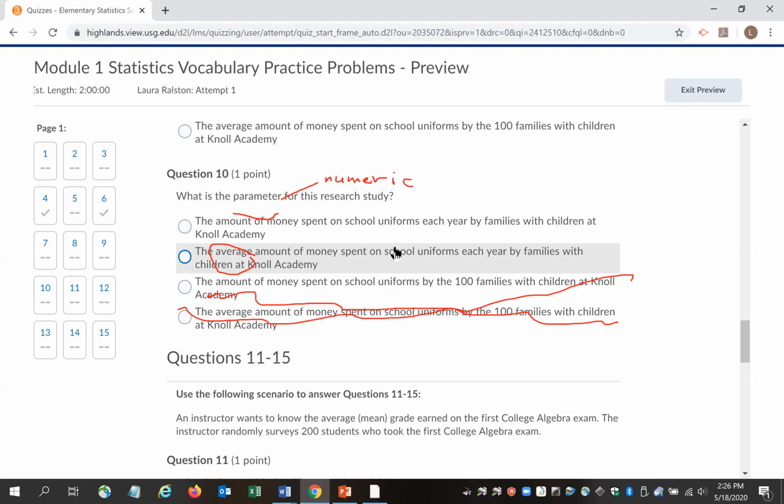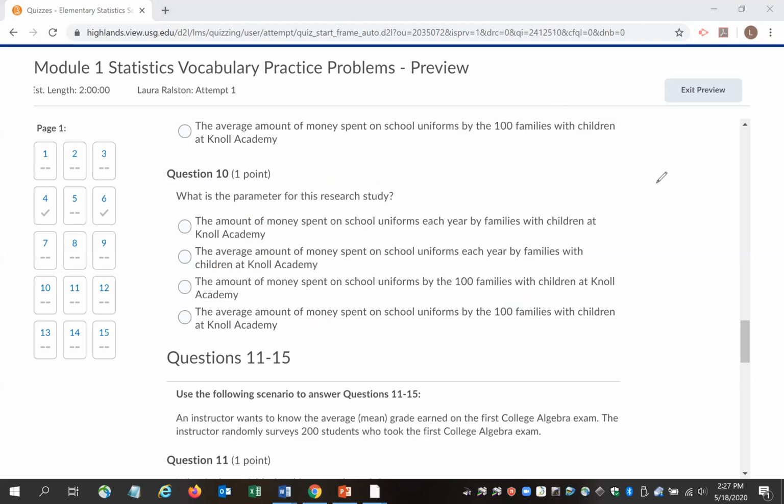So when you describe your parameter, you have to tell me the numerical measurement. Is it the average, the percentage, the ratio or whatever for the population? Basically, parameter and statistic are going to be the same when it comes to the numerical value. It's just a matter of, is it the small or is it the big? Yes, ma'am. Okay.